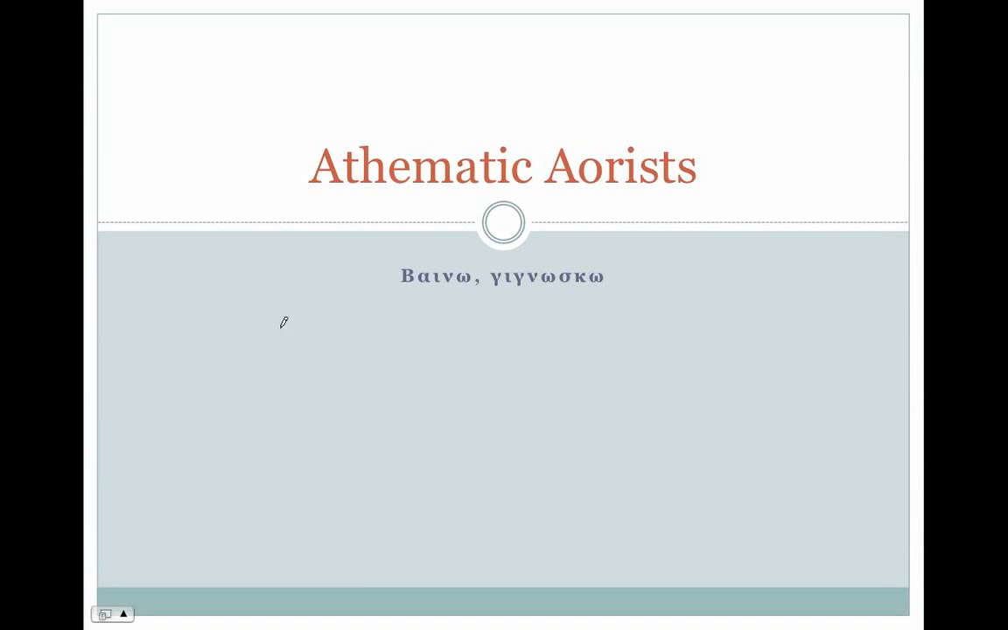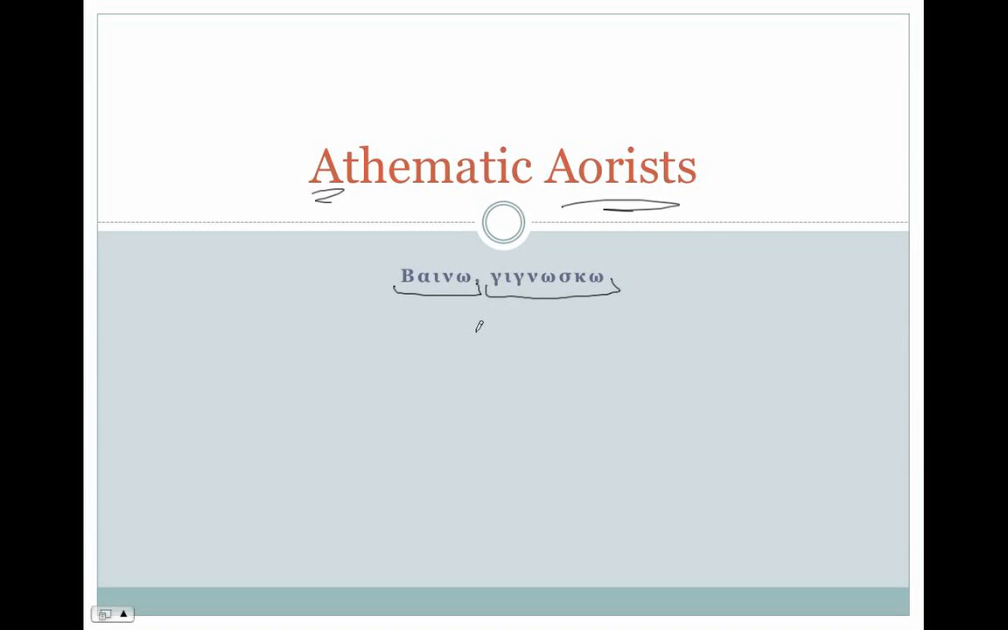This is going to be a somewhat lengthy lesson on athematic aorists. Now, the name would suggest to you that these are aorist tenses, so they're the third principal parts, but they don't use a theme vowel. That's the athematic. Right? So they have a stem and an ending, but nothing in between. And the two verbs that use this are βαίνω, to go, and the compounds of βαίνω, ἀποβαίνω, and so on, ἐκβαίνω, and γιγνώσκω, to know.